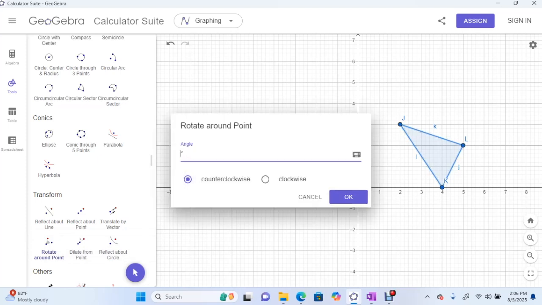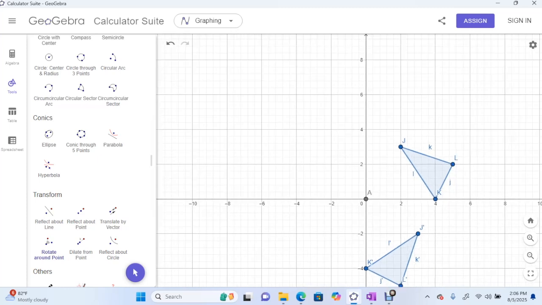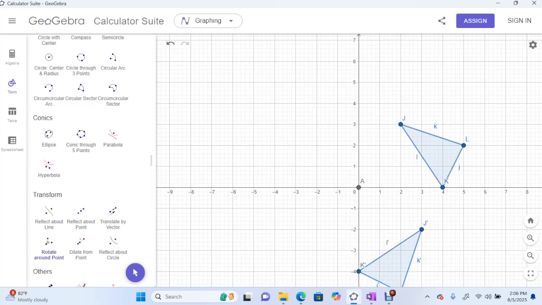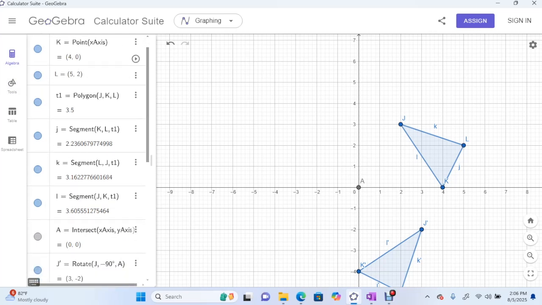The angle is 90 degrees, so I'll type in 90 here, and then the direction for the rotation is a clockwise rotation, so we select clockwise. If it was anti-clockwise, we would have selected counterclockwise. That is clockwise, and then we select that, and then it comes here. So we rotated this 90 degrees about the origin, and this becomes the image. I can go here to algebra mode, and then we look at the coordinates of the image.